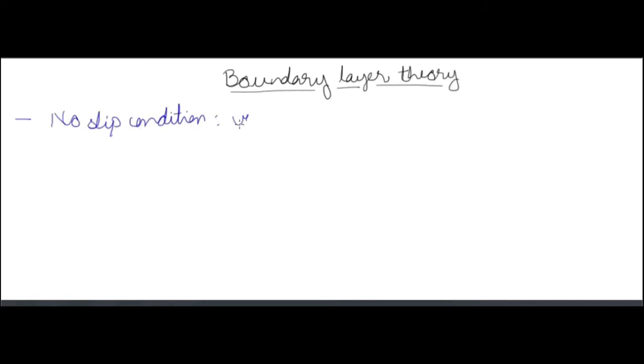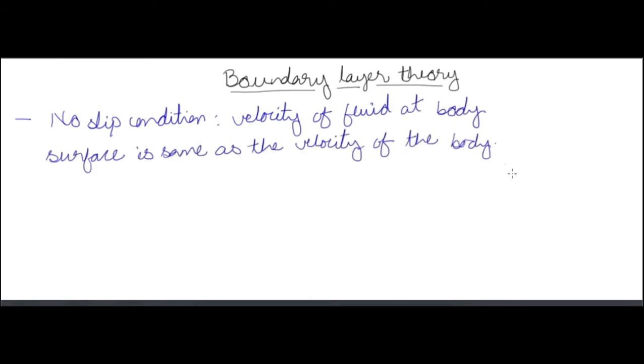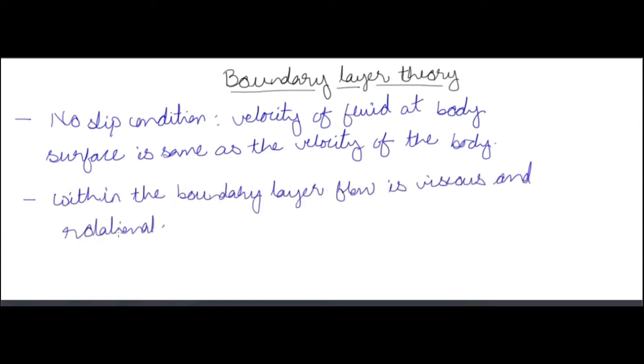So now the topic is boundary layer theory. In boundary layer there is the no slip condition, meaning the velocity of the fluid at the body surface is the same as the velocity of the body. So if the surface is stationary, the fluid at the surface will be stationary. If the body or the surface is moving, the velocity of the fluid at the surface is equal to the velocity of the body.